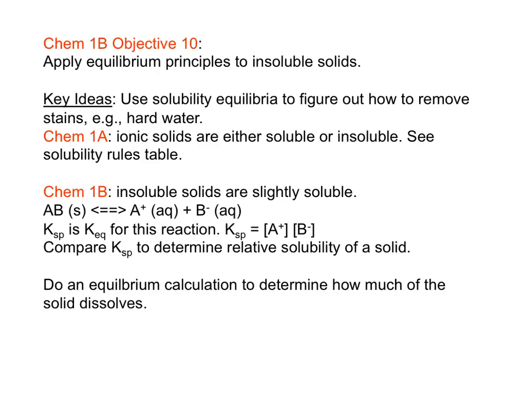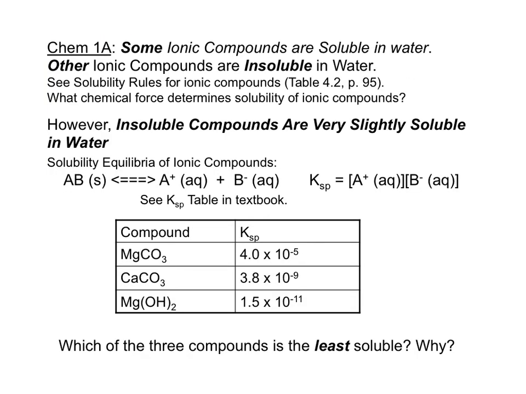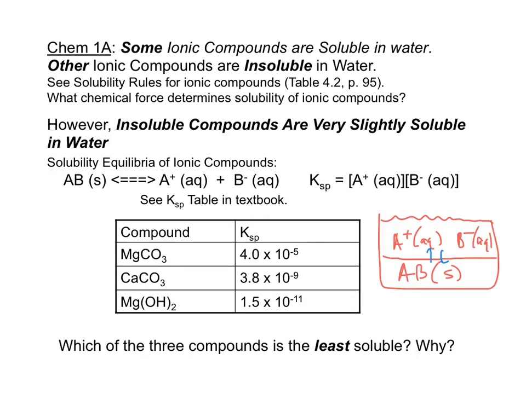In Chem 1A, we said ionic solids are either soluble or insoluble in water. It turns out that when an insoluble ionic solid is placed in water, that solid is in equilibrium with its ions. The equilibrium constant for this reaction is called the Ksp, Sp for solubility product. Let's take a look at this picture. This picture shows ionic solid AB in equilibrium with its ions.